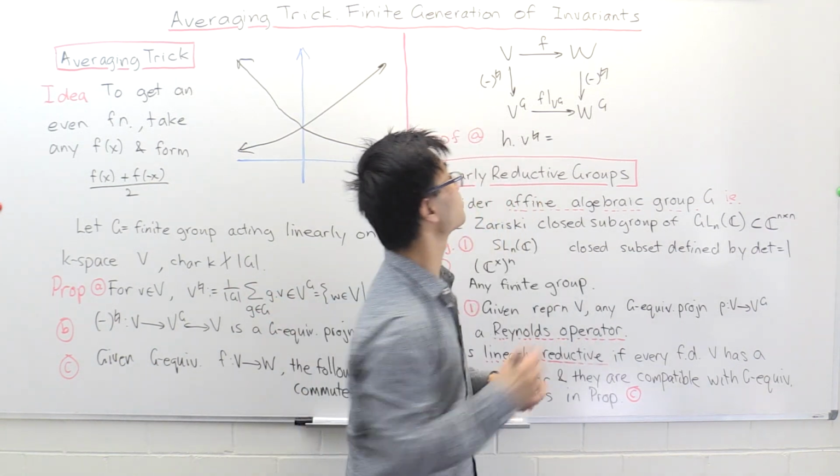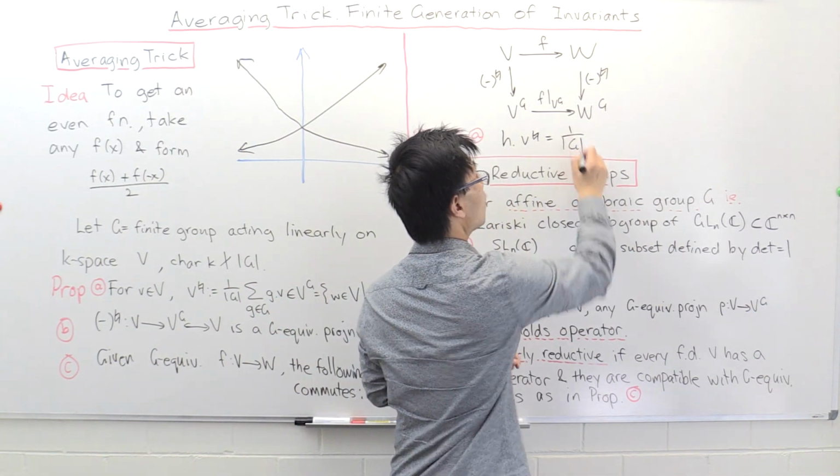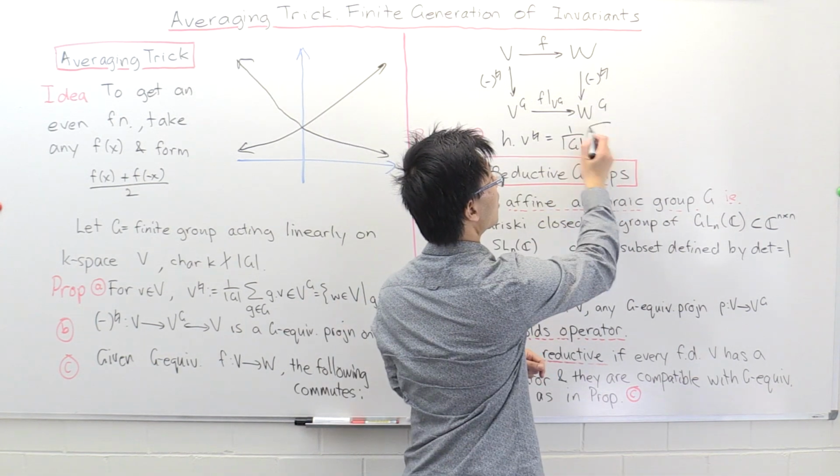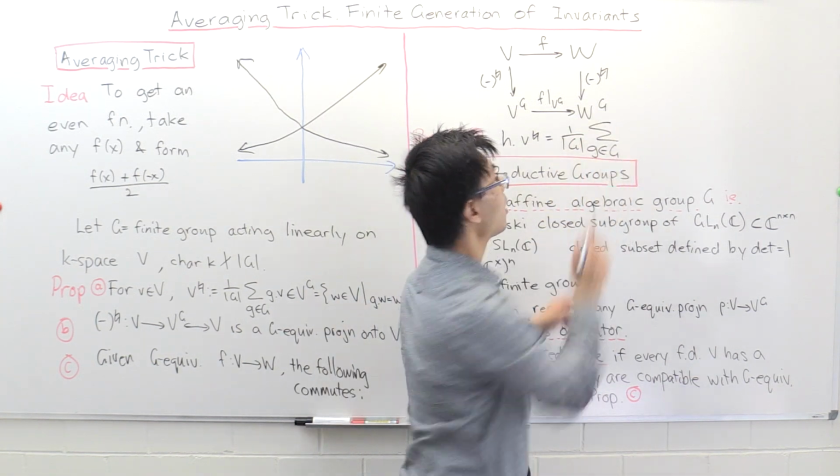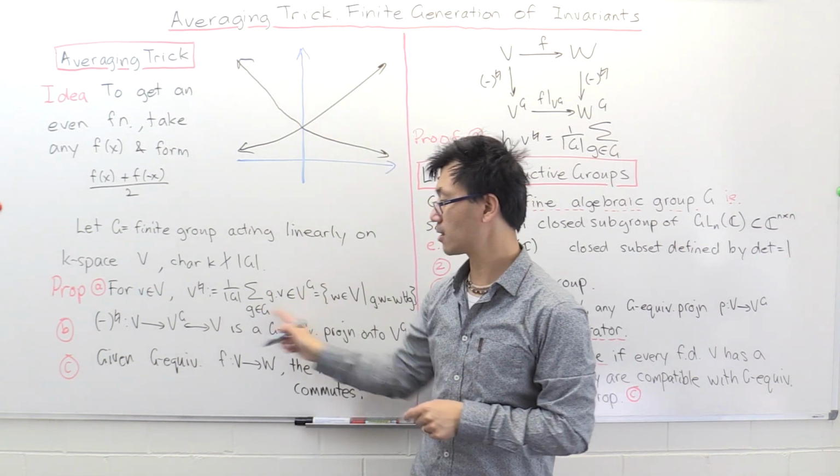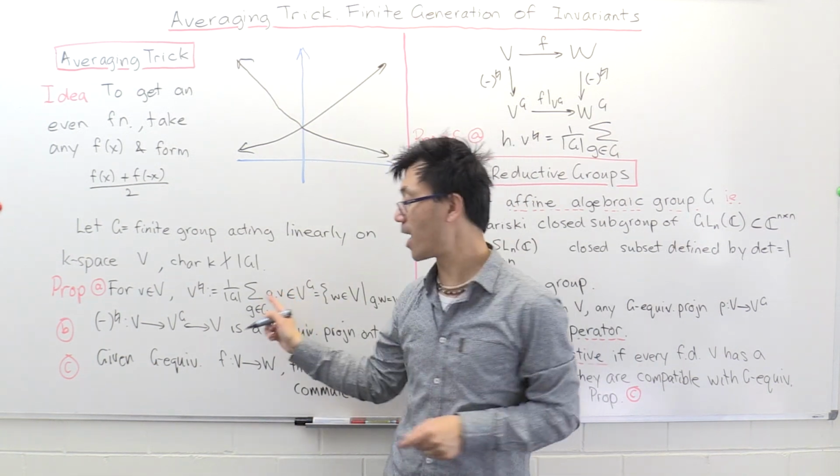So what is this? We can take the average of h dot all of these. And by associativity of the action, this is hg dot v.